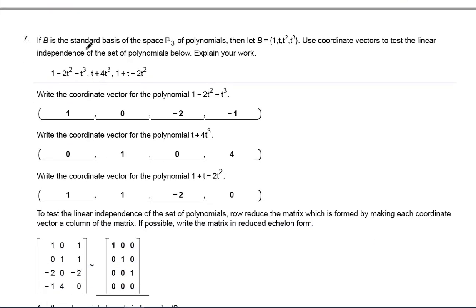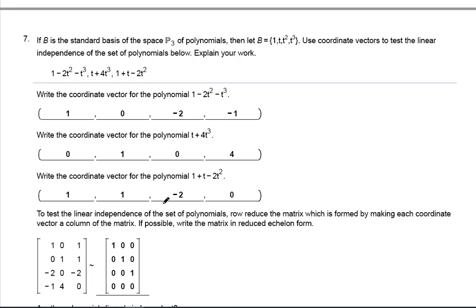What we have here, B is the standard basis for P3. P3 is all third degree polynomials. Standard basis 1, t, t squared, t cubed. So I want to figure out, are these three vectors linearly independent or not? So what would this vector be relative to the standard basis? So I've got a 1. It doesn't have any t term. It has a minus 2 for the t squared and a minus 1 for the cube.